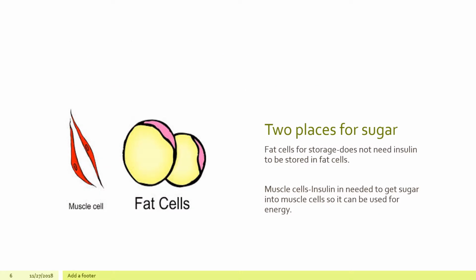Sugar to go is in the muscle cell or in the fat cells. So they go to the fat cells for storage. It doesn't need insulin in order to store the sugar in the fat cells. And that's the difference where we have muscle cells. Insulin is needed in order to get sugar into the muscle cells so that it can be used for energy.